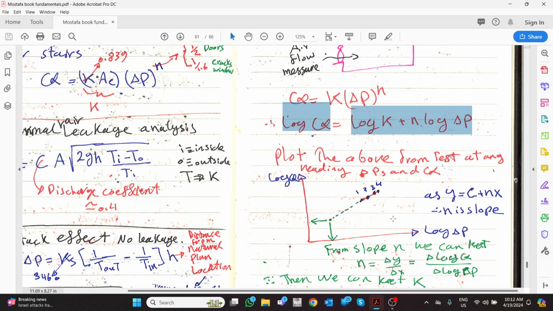The slope is y divided by x, which is this one divided by this one. We know the slope is like this, and it is n, by the way.